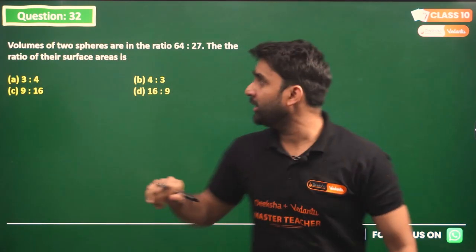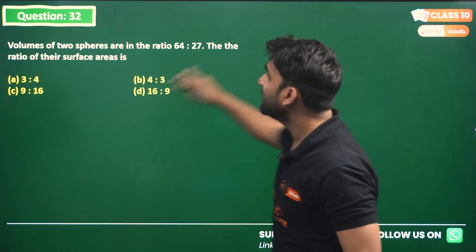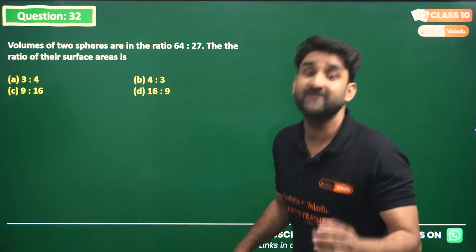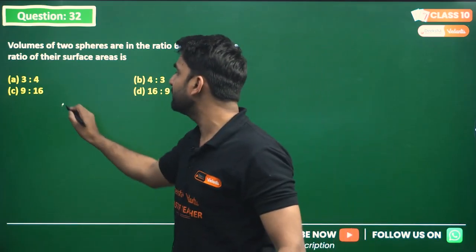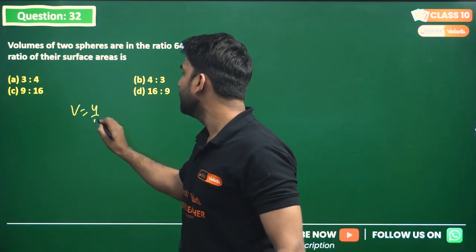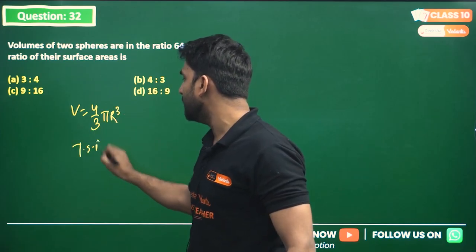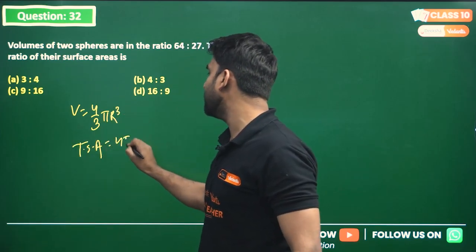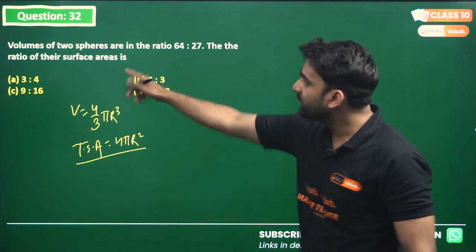Okay, so now question number 32. The volumes of two spheres are in the ratio 64:27. Then what will be the ratio of their surface areas? So my dear, we are talking about spheres. You all know the volume of a sphere is 4/3 pi r cube, and the total surface area of a sphere is 4 pi r square. By using this formula, you can solve this question.